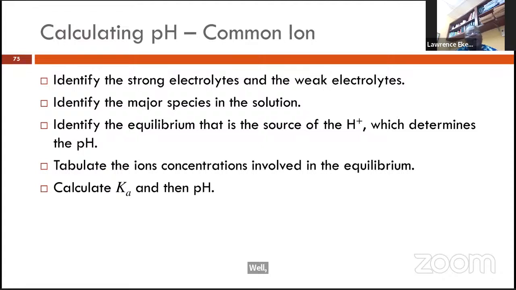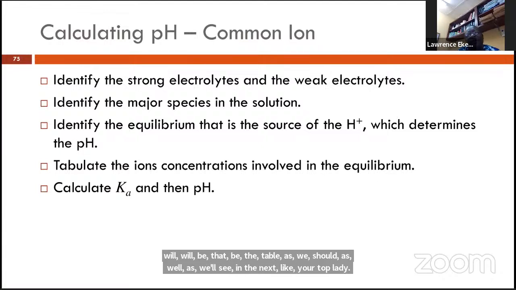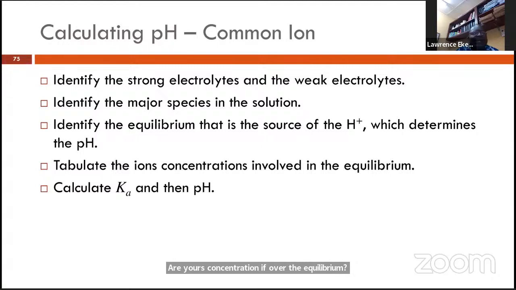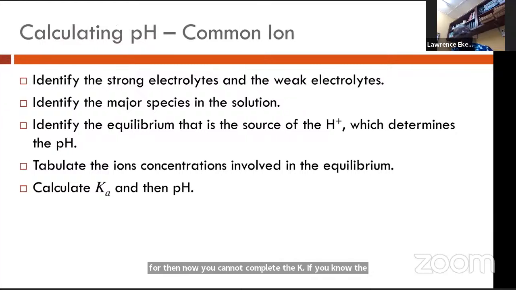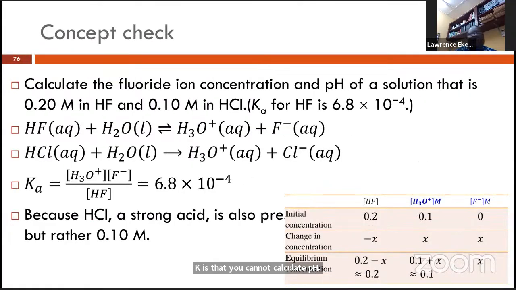So you will now tabulate the ion concentrations involved in the equilibrium, you tabulate them in the table as we'll see in the next slide. From there, you can now calculate the Ka. If you know the Ka, then you can now calculate the pH. How do we do that? Let's explain an example here.